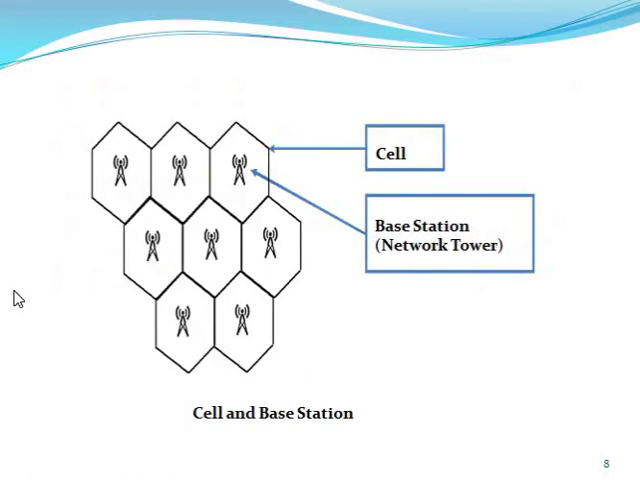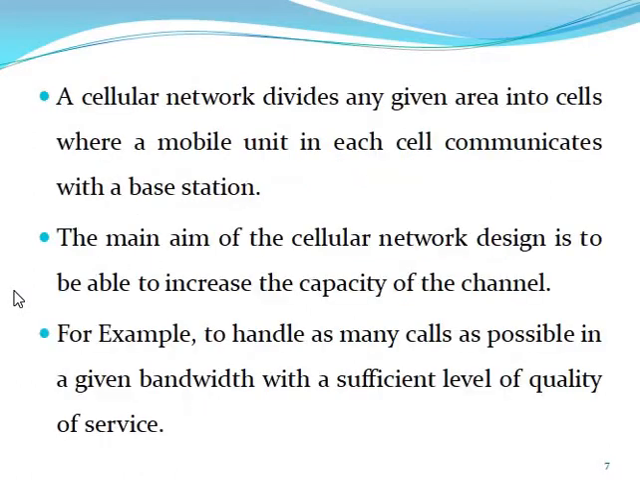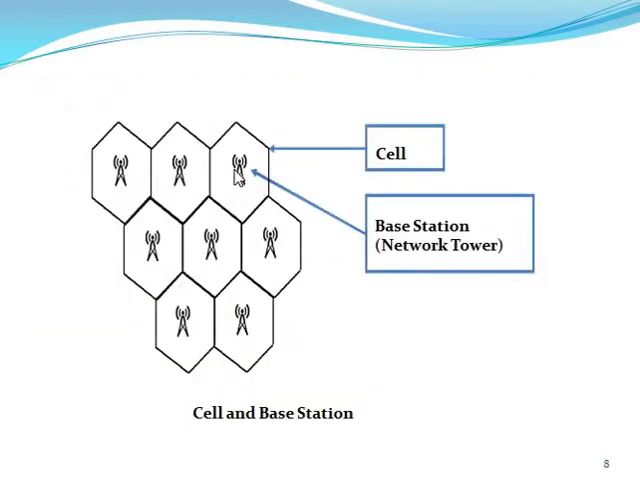You can also see the cellular network here. A cellular network divides a given area into a number of cells, and each cell communicates with a base station. You can see that this is one base station and this is a device in a cell. There are a number of cells, and each cell communicates with one base station. Also, the base stations are connected to each other, so data transmission is easy. This is the main concept of cellular networks.